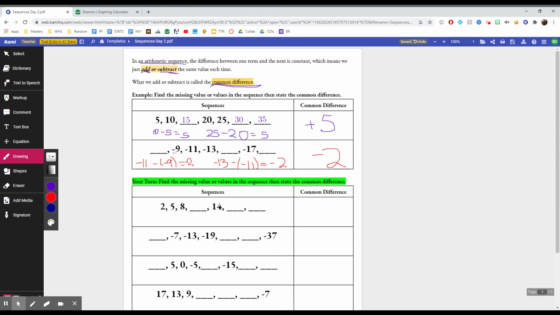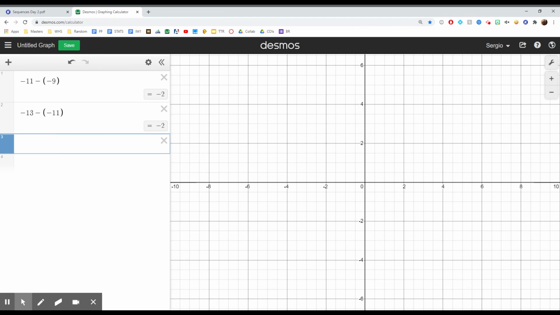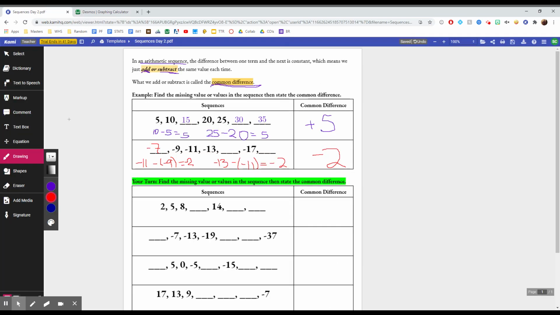Now on this one, to find this missing term, since it's the number before, we're actually going to do the opposite. We're going to do negative 9, but instead of taking away 2, we are going to add 2, and that gives me negative 7. Now I can double check to see if my answer is correct and do negative 9 minus a negative 7, and it gives me my common difference. So I am good to go. It's negative 7.